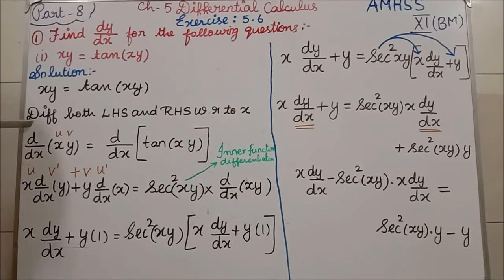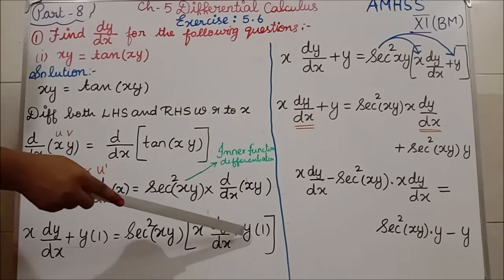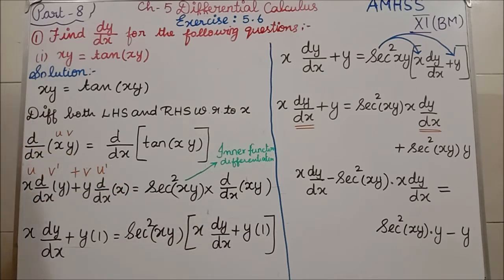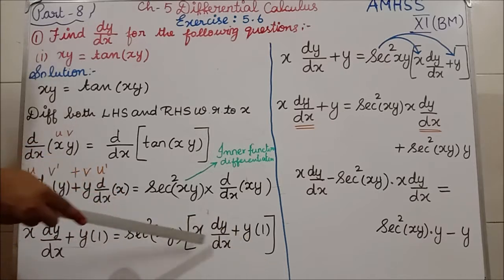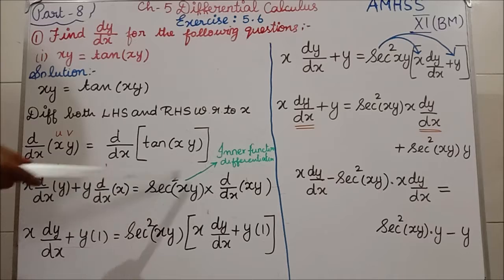What I have told. See, d by dx of xy, what we have got? x dy by dx plus y into 1 is y. So I have written directly x dy by dx plus y into 1. Students, hereafter wherever you are facing d by dx of xy, you can straightly write this answer. After writing this answer in the bracket, you have to write product rule like that. Clear students? Now I am taking the secant square xy to the inside, to each term.